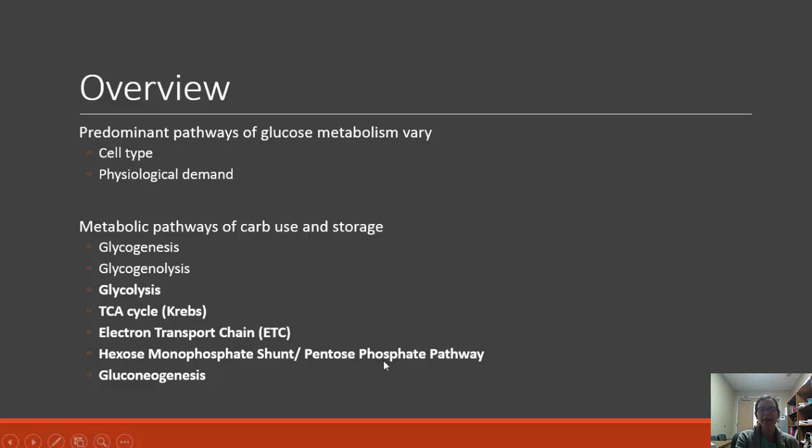We have the alternative pathway of the pentose phosphate pathway, and we also can make glucose if we have the right substrates. And the path that this glucose is going to go down is really going to depend on our cell type. So is it a muscle cell? Is it a liver cell? Is it a kidney cell? And it's also going to depend on what's going on with our body at the time. What is our physiological demand?